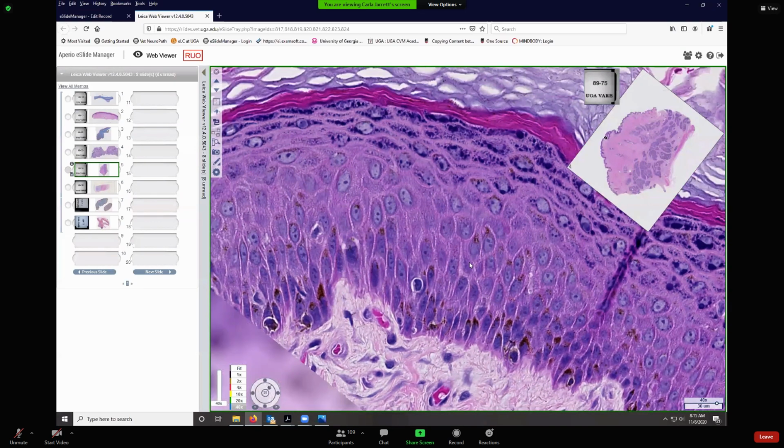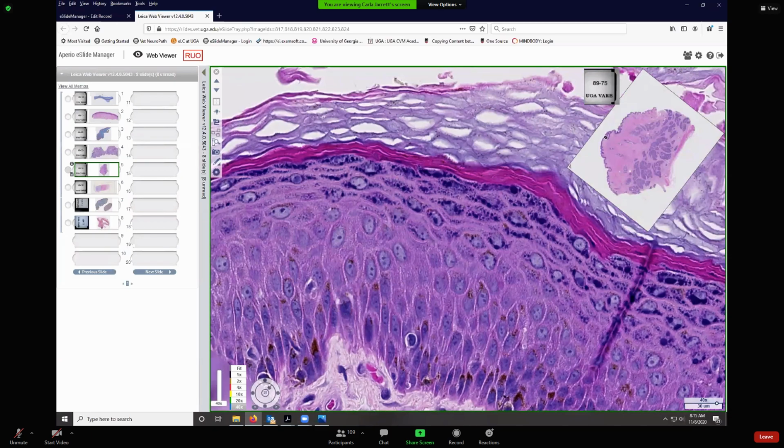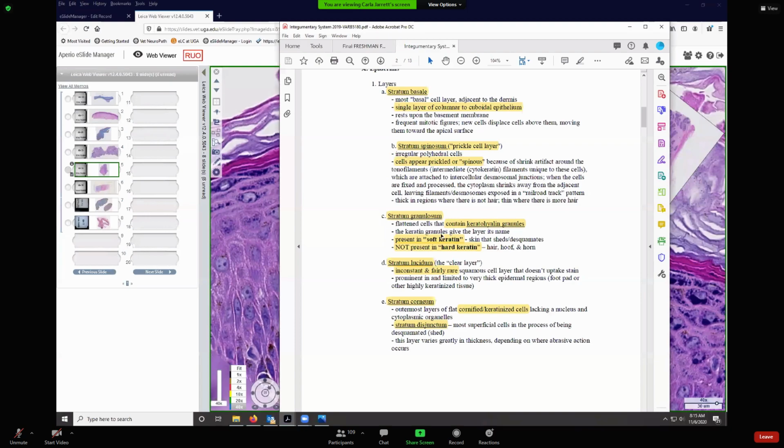The stratum granulosum, you don't always see. It's present in soft keratin, but you don't always see it. What the heck is soft keratin? Well, soft keratin is skin that sheds or desquamates.